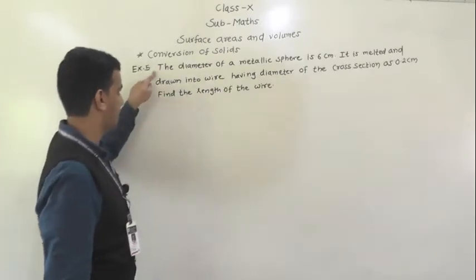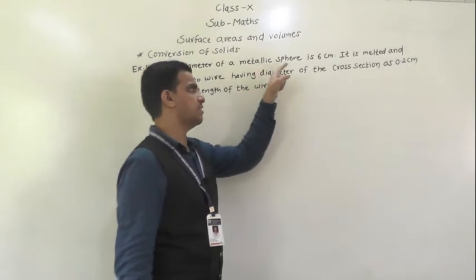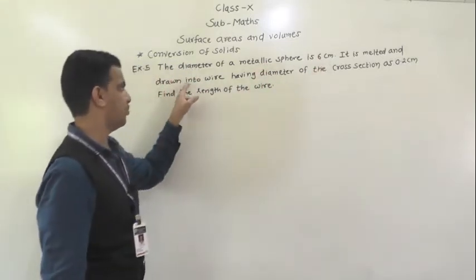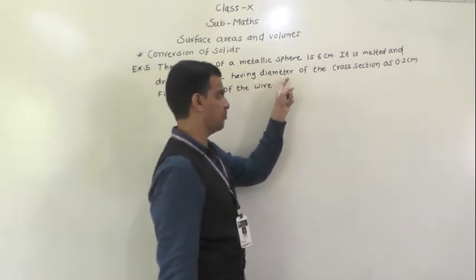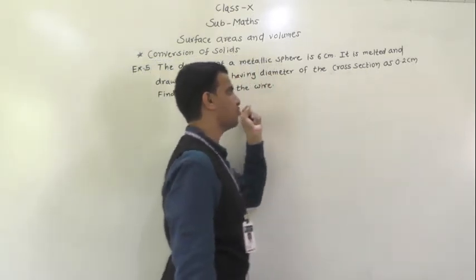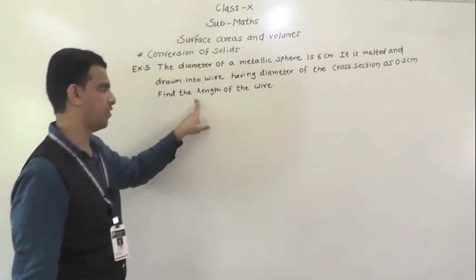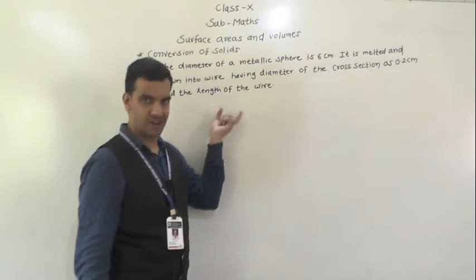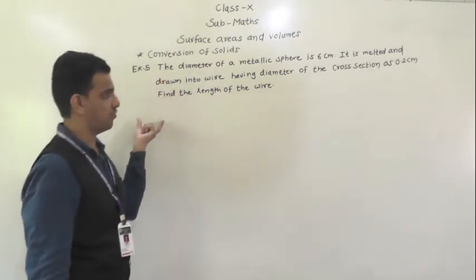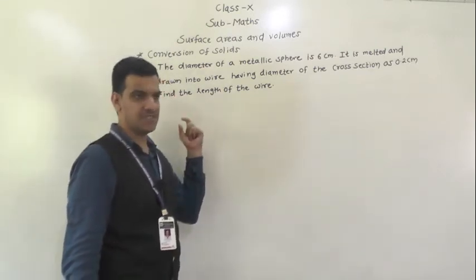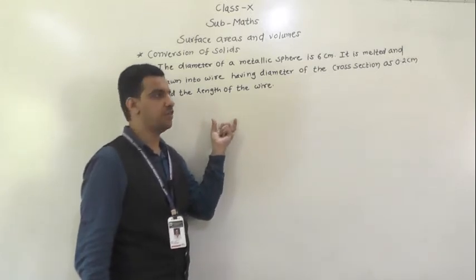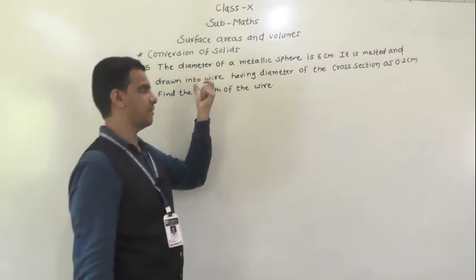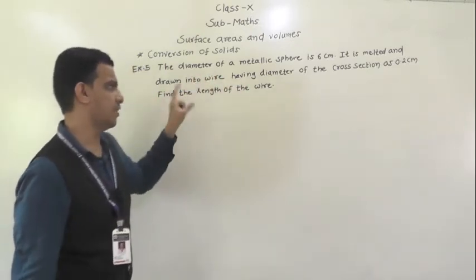The next question is: the diameter of a metallic sphere is 6 cm. It is melted and drawn into a wire having a cross section diameter of 0.2 cm. Find the length of the wire. So the metallic sphere is melted into a wire, and the diameter of the wire is given as 0.2 cm. We have to find the length of the wire.